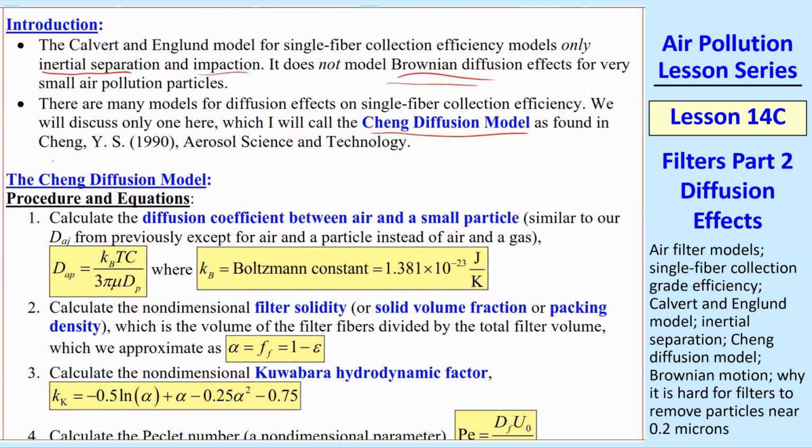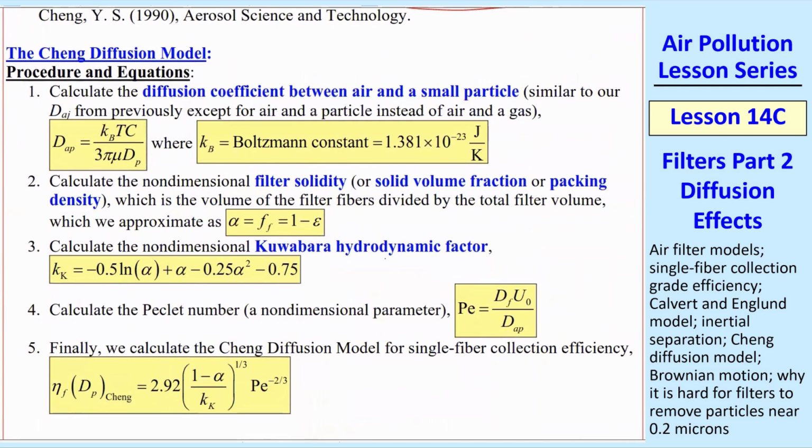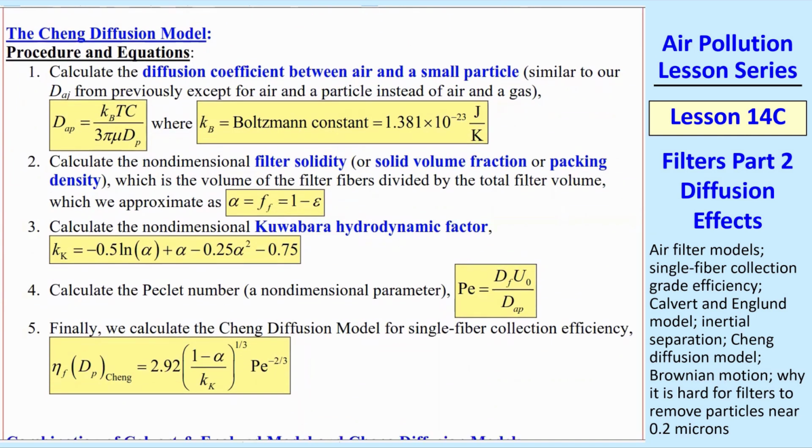Here's a reference. I'm going to give you a lot of equations here. Here's the procedure for the Cheng diffusion model. First, we have to calculate the diffusion coefficient between air and a small particle. This is very similar to the DAJ that we used previously, except that was for gases, some kind of air pollution gas and air. A means air and J was the species. Well, here it's AP because P is the particle, A is still the air. So here's the equation for that.